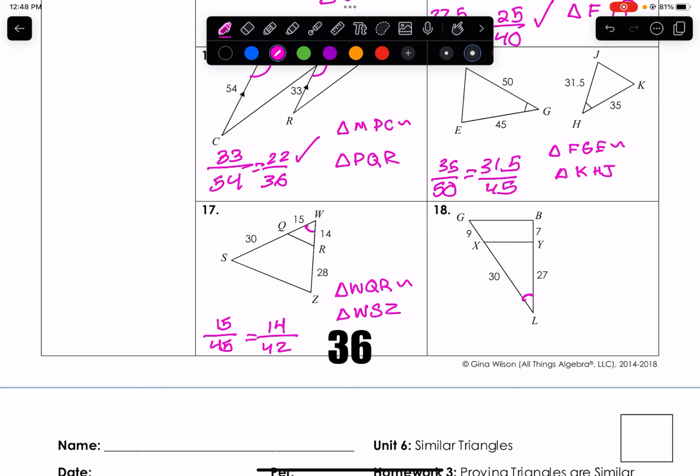So finally, we have the same angle. So now we're going to check 30 over 39 would have to be equal to 27 over 34. 30 divided by 39, 0.769.